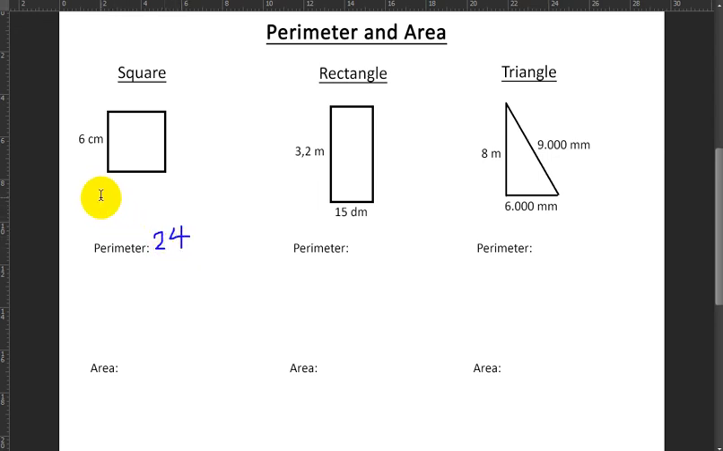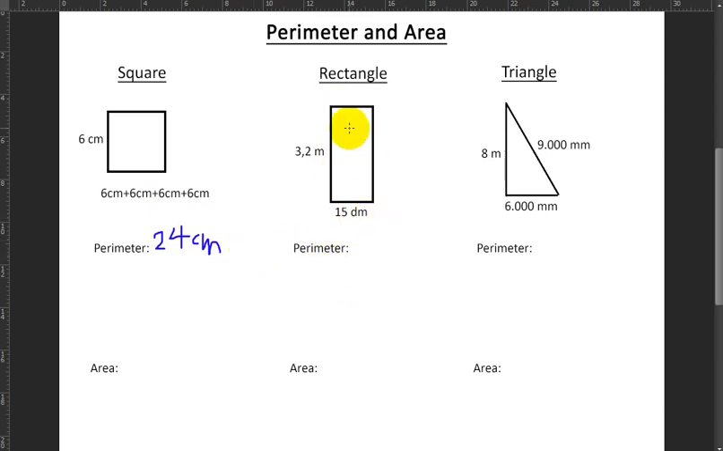Again, I did 6 plus 6 plus 6 plus 6, because there are four sides that are all 6. But they're not just 6, they're 6 centimeters. So my result is also going to be in centimeters. So my result is going to be 24 centimeters. After adding all of these up, I get 24 centimeters.